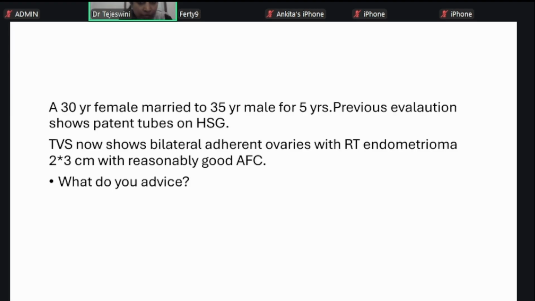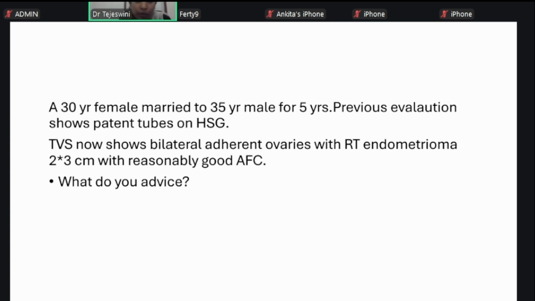This couple, we have to look for the basic semen analysis, and if it is found to be normal or with a minor moderate abnormality, she is a candidate for IVF because there are adherent ovaries with an endometrioma which goes more in favor of severe endometriosis considering their marital life of 5 years with a reasonably good AFC.